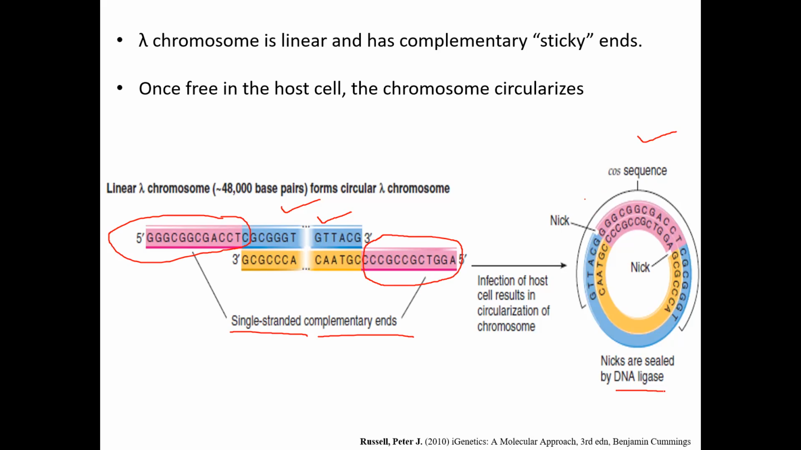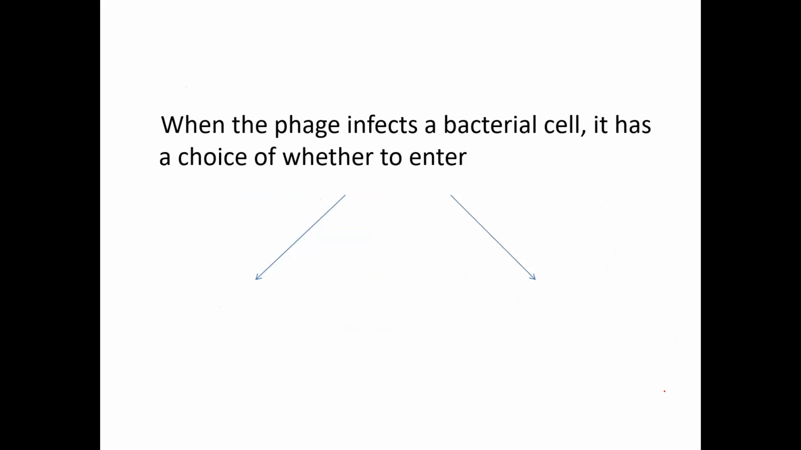Now, lambda phage is a temperate phage. What do you mean by a temperate phage? It can undergo either a lytic cycle or a lysogenic cycle. It has a choice. When the phage infects a bacterial cell, it has a choice of whether to enter the lytic pathway or lysogenic pathway.